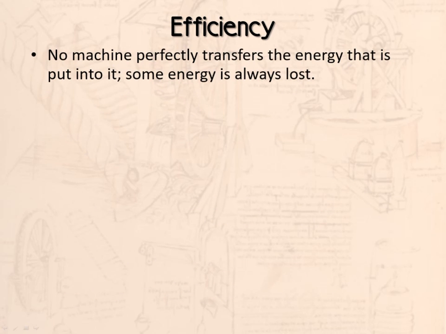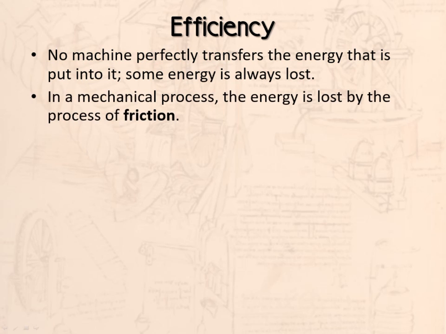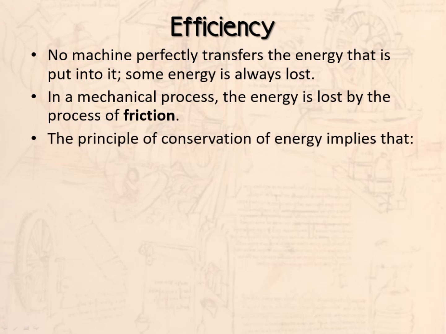Before we move on though, let's also think about something called efficiency. No machine perfectly transfers the energy that is put into it. Something is always lost. In a mechanical process, the energy is lost by the process of friction. You may have heard of this. It's what makes your hands warm when you rub them together.